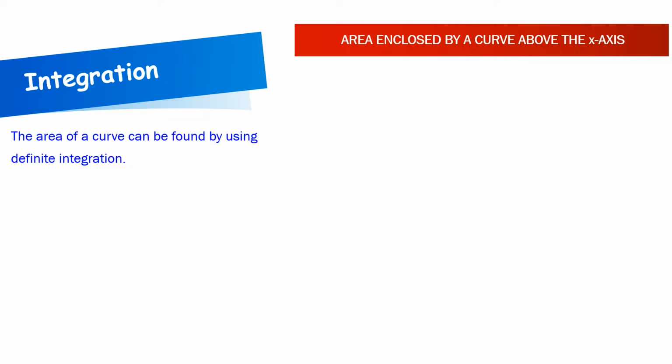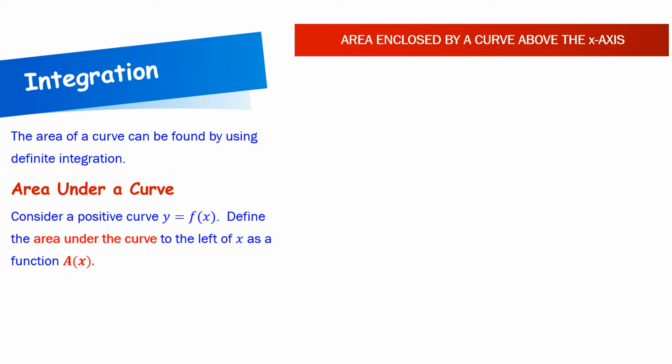The area of the curve can be found using definite integration. Consider a positive curve y equals f of x and define the area under the curve to the left of x as a function A of x. So here's our curve, it's positive. Consider the point x and the corresponding point where it meets the function at f of x, and the area under the curve to the left of x, which is denoted by A of x.